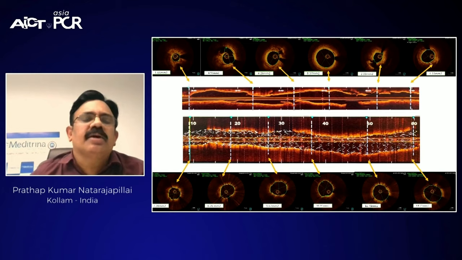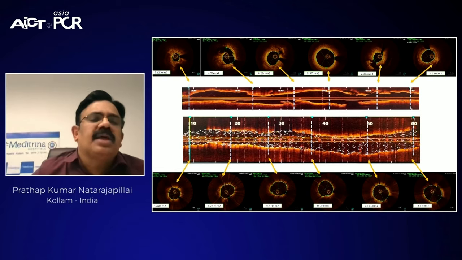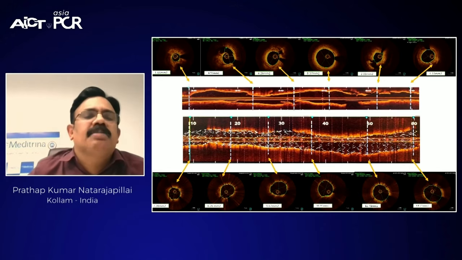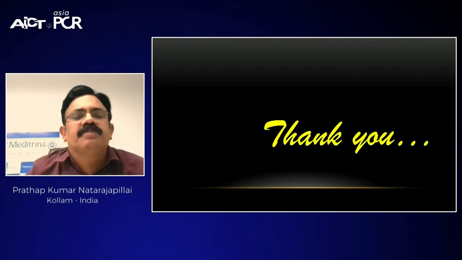It is actually showing a different expansion from the proximal to the distal by the OCT, and it was very well displayed in this case. So we could identify that OCT is one of the biggest tools to identify the expansion and the position in this case compared to IVUS. Thank you very much.